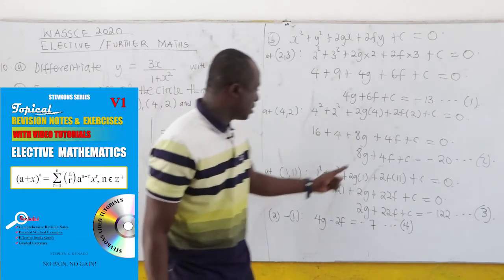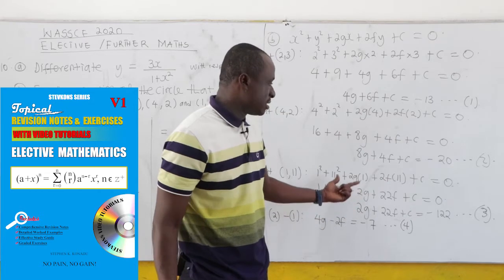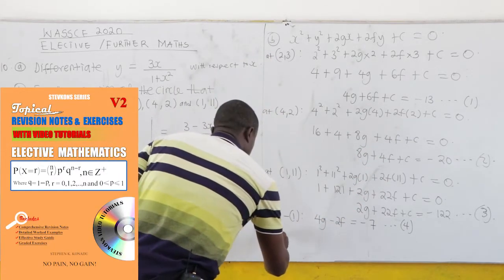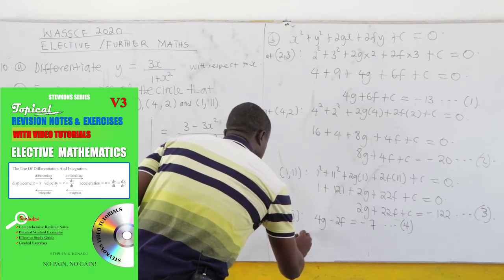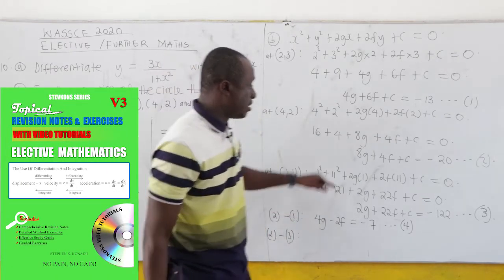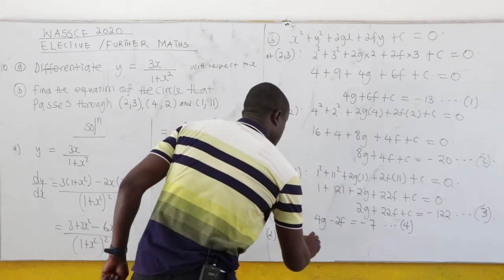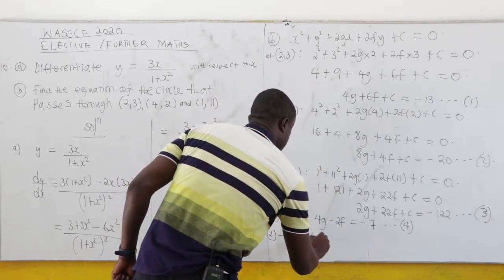Now, 8g and 2g is better. I'll say equation 2 minus equation 3. So equation 2 minus equation 3. Now, 8g and then 2g. So 8g minus 2g, this will give me 6g.